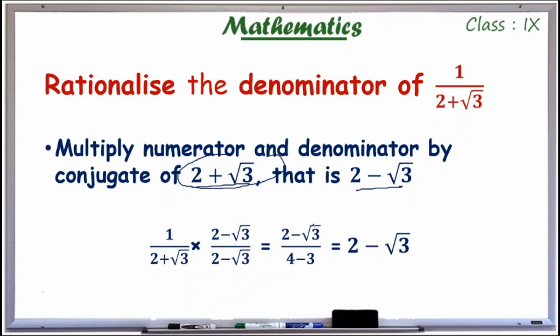So multiplying, we get, you have to multiply numerators to get the numerator, and denominators to get the denominator. The denominator is of the form a plus b into a minus b. A plus b into a minus b is equal to a square minus b square, the identity we have already learned in your previous class. And we can take 2 square and root 3 square. 2 square is equal to 4, root 3 square is equal to 3. So 4 minus 3 we get 1. So no need of writing 1 in the denominator. So the answer is 2 minus root 3.